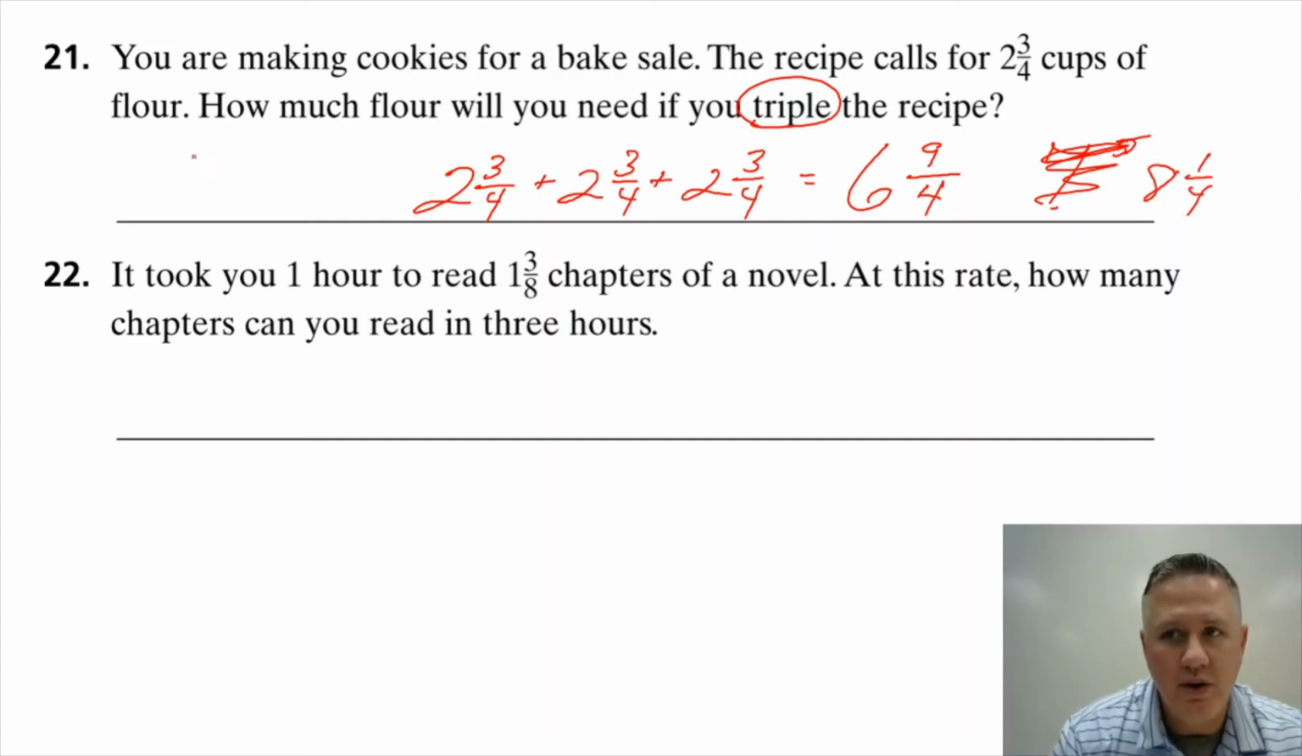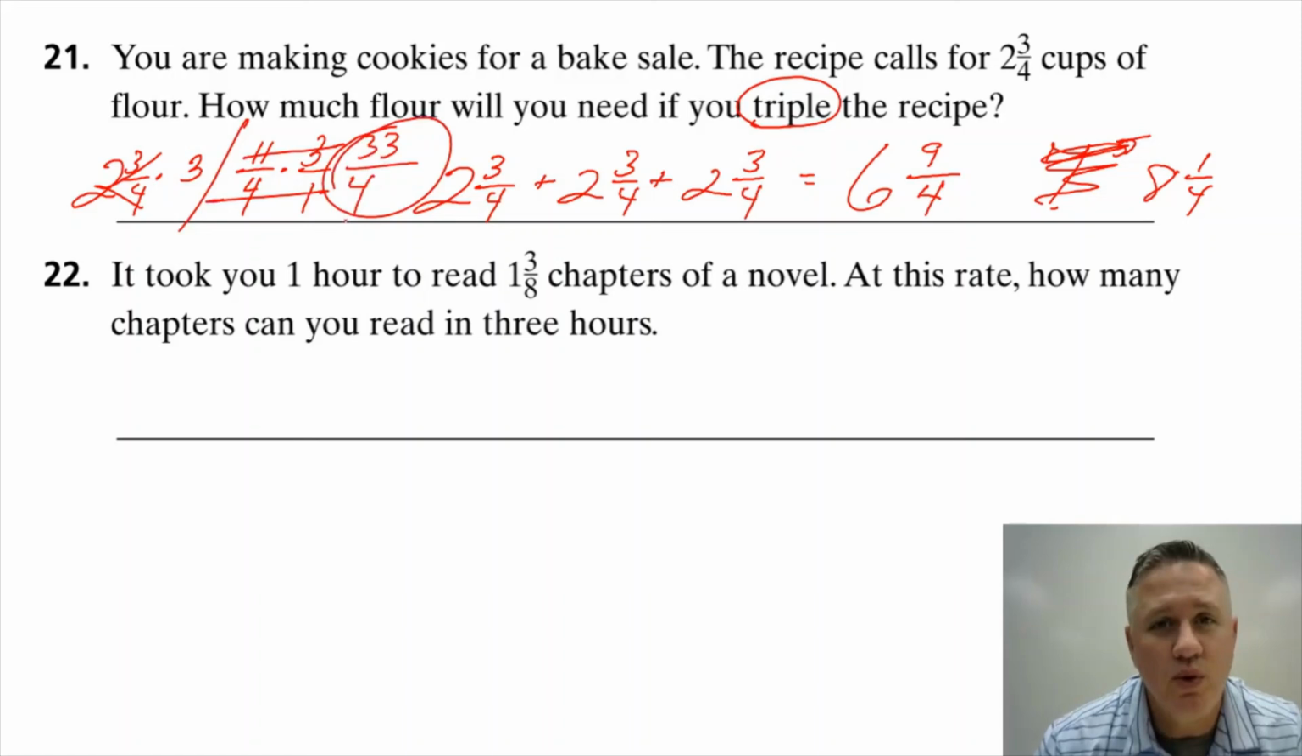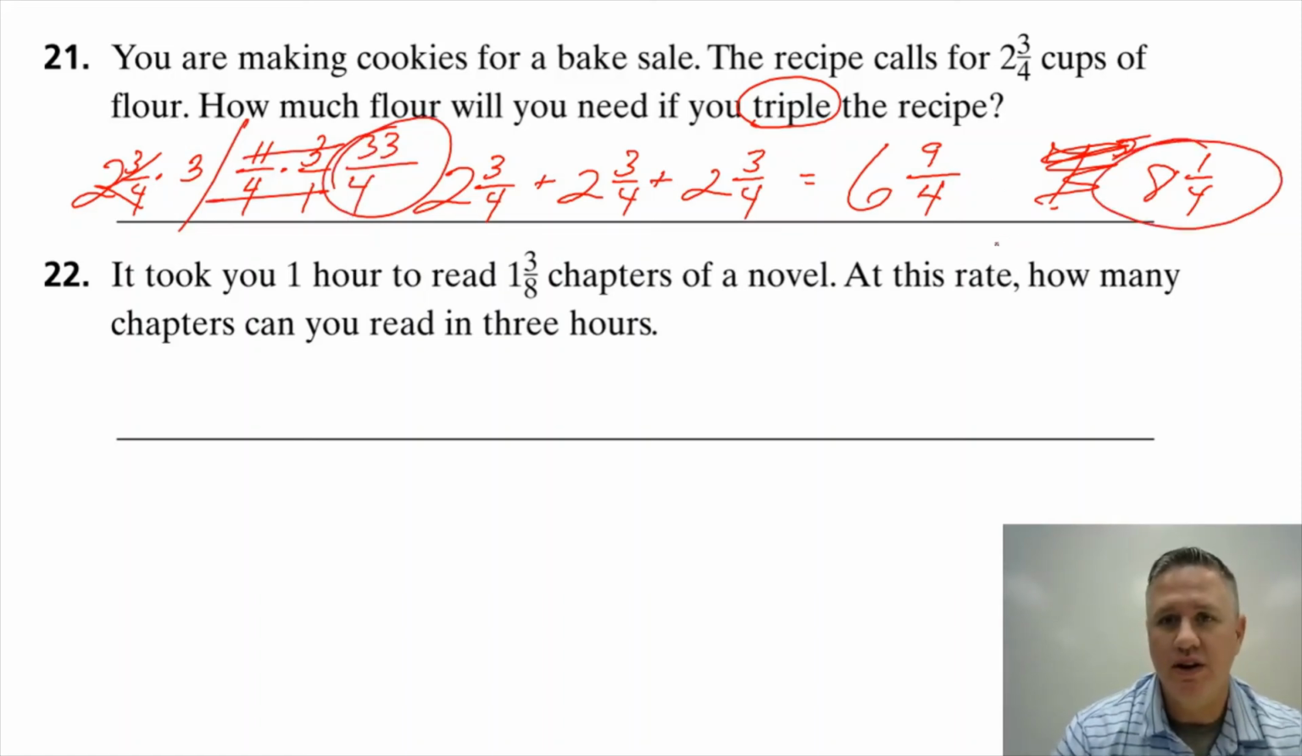Now, how do you do it with multiplication? 2 3/4 times 3, right? So we got to make that improper. That would be 8, 9, 10. That would become 11/4 times 3 over 1, okay? So we're looking at this, 33 over 4. And 33 over 4, how many times does 4 go into 33? 8 times, with a 4th left over, the same thing we got over here.